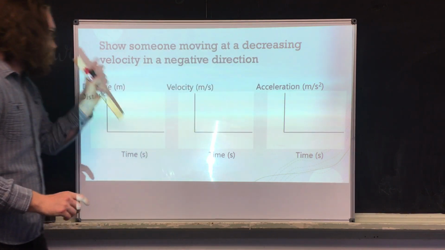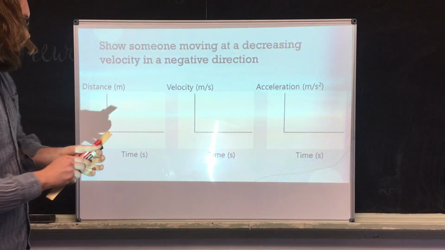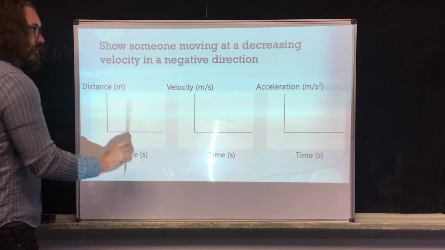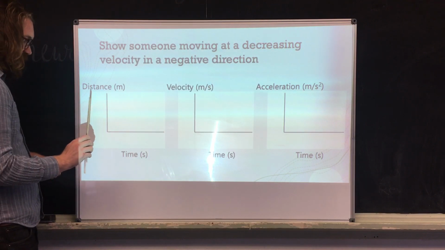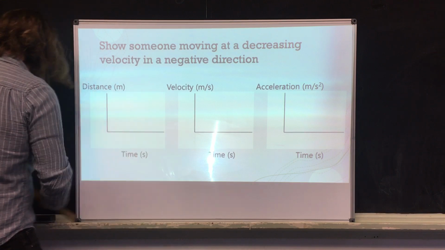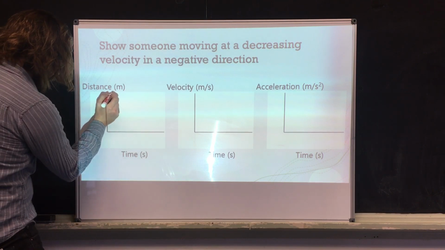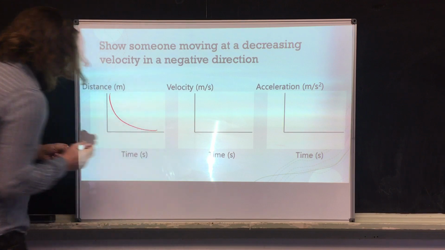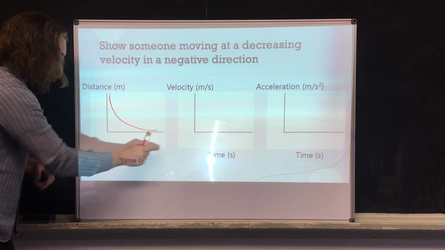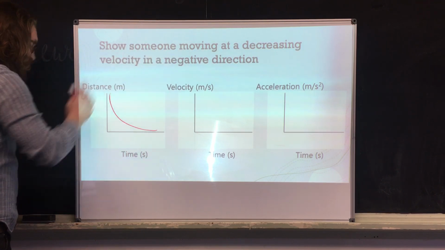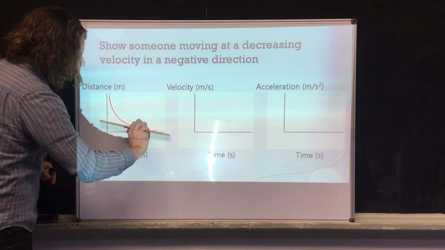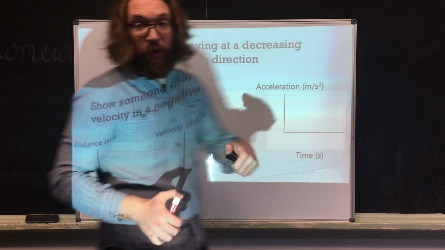And then the last one, someone moving at a decreasing velocity in the negative direction. This is the trickiest of all of them. All right, we're moving in a negative direction, which means our line is going to go down, and we're moving at a decreasing velocity, which means that our slope is going to start off really steep and end up really flat. So this, last but not least, this is moving in a negative direction because our distance is going backwards, and this is moving at a decreasing velocity because the slope of this line is getting flatter and flatter and flatter and flatter.